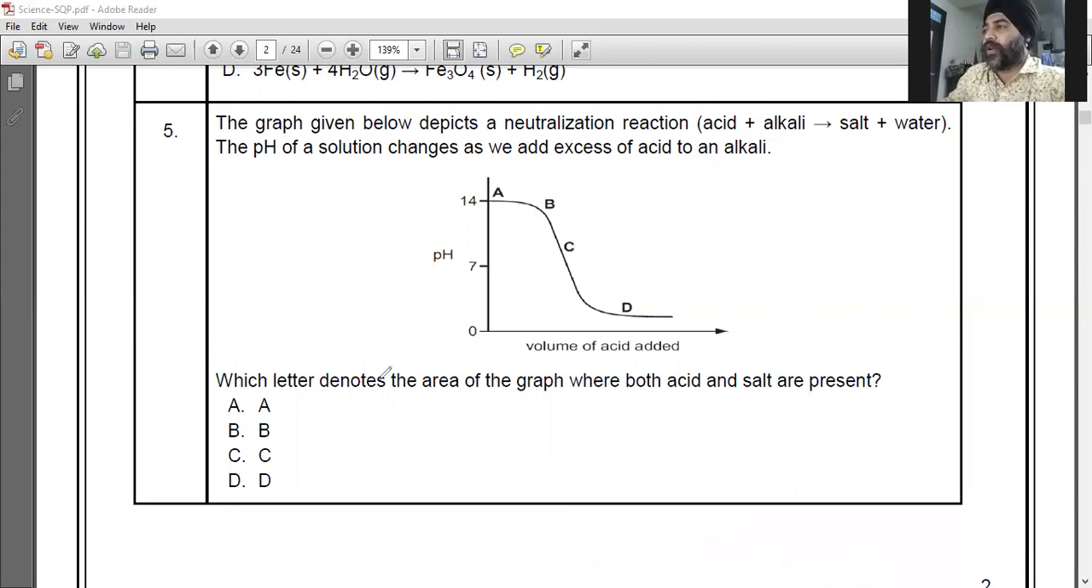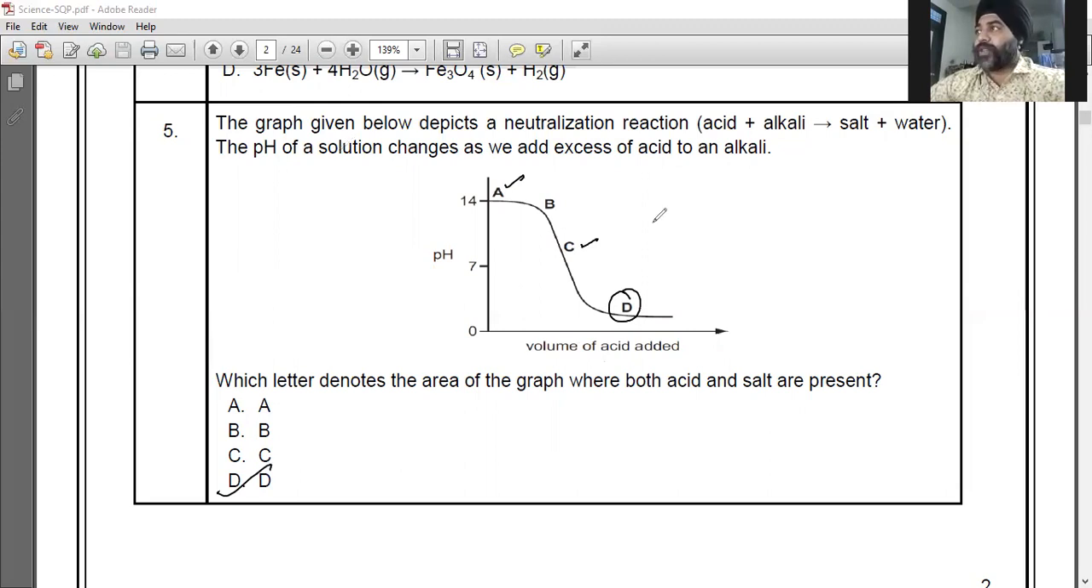Now, the question is which letter denotes the area of the graph where both acid and salt are present? So at A, it is base. At B also it is base. Now, as we are adding acid continuously, it will be neutralized. So at this point, salt will be formed. And as you add more acid to it, salt is already produced. And now if you are adding acid continuously, there will be acid also. So at point D, both acid and salt will be present. So option D is correct.